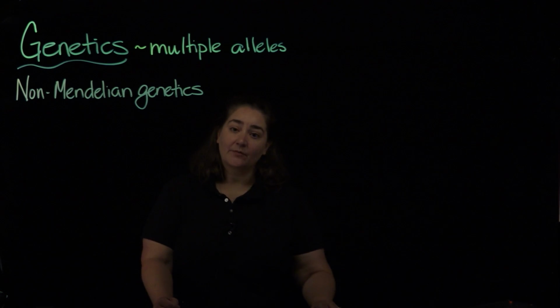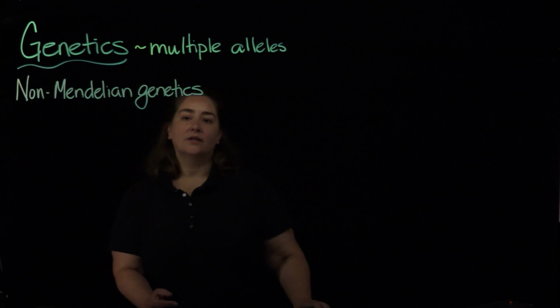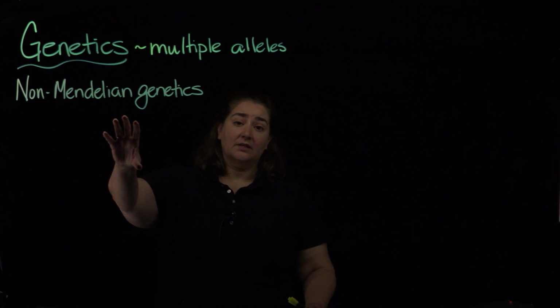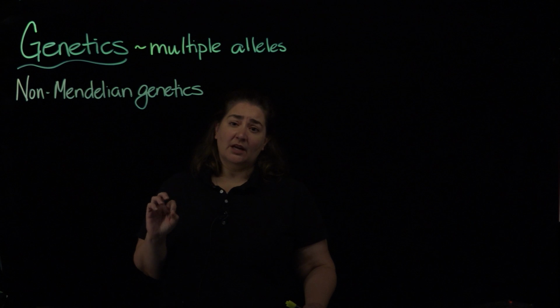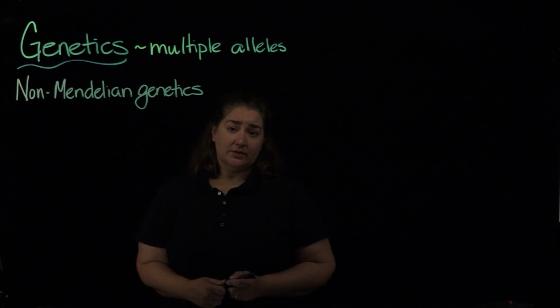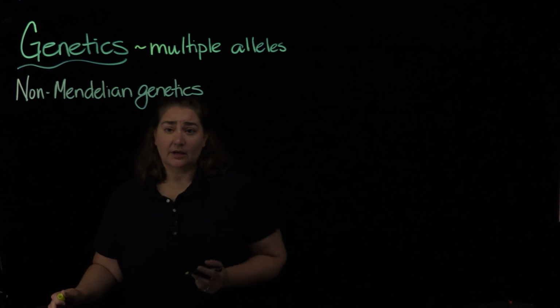Hello, and welcome back. We're going to talk about another type of inheritance that can happen, a non-Mendelian type of inheritance, okay? And that's going to be following multiple alleles in a population, okay?